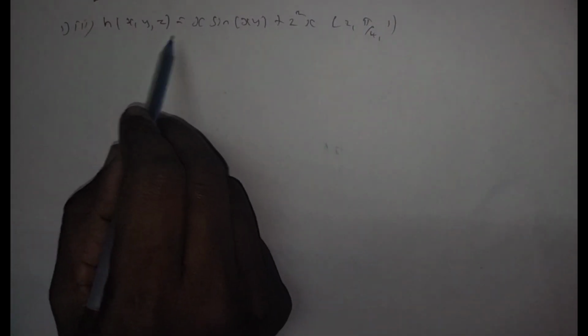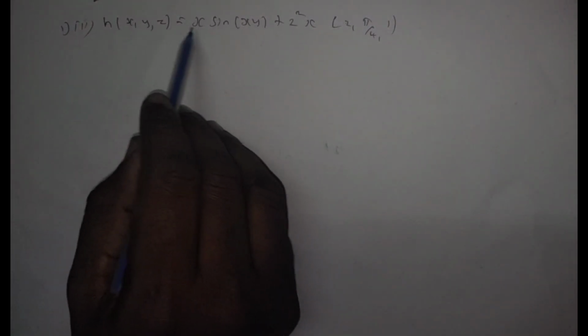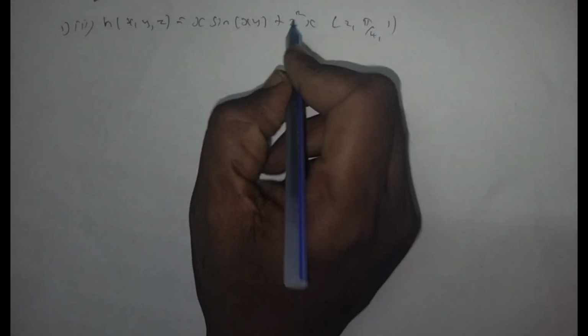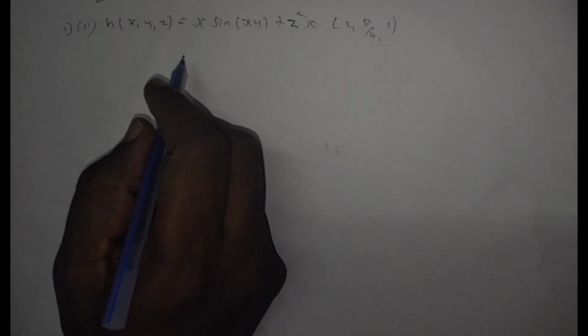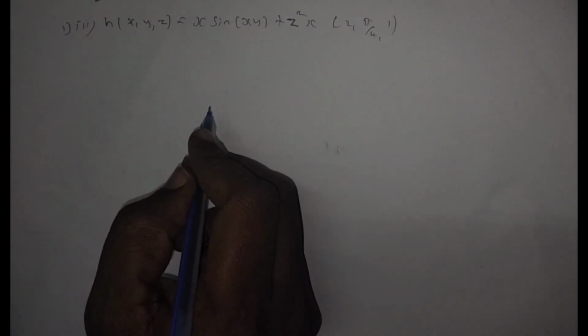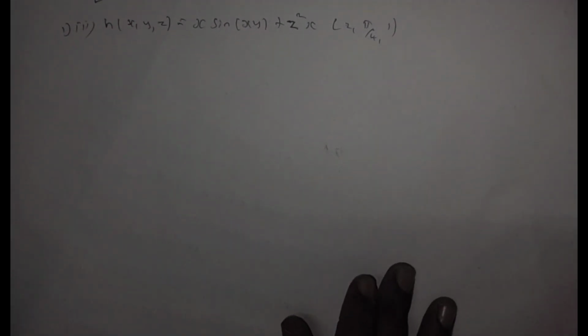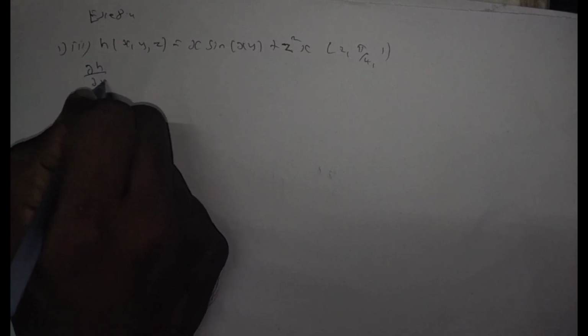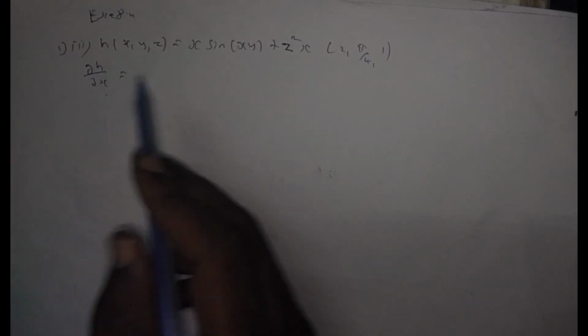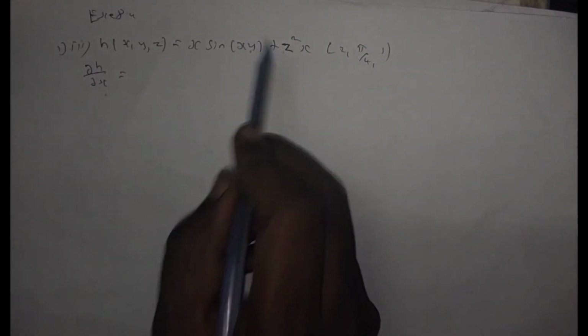Now going to partial derivatives, for the function h of x, y, z equals x sin xy plus z squared x. Here we have three variables x, y, z. First we differentiate with respect to x, so partial derivative, we go and find dou h by dou x. Here x is a variable, then y and z become constant terms.